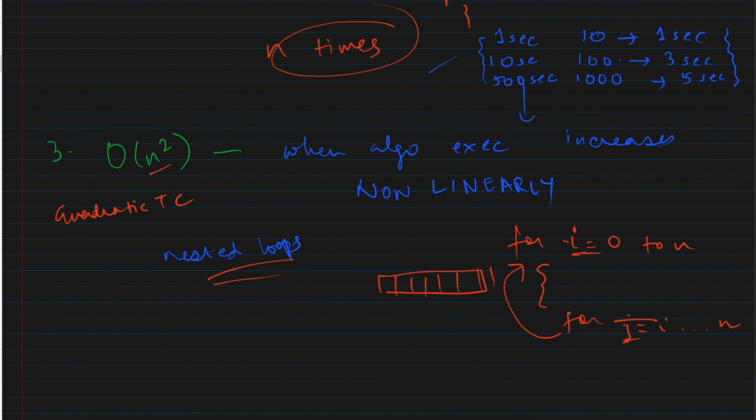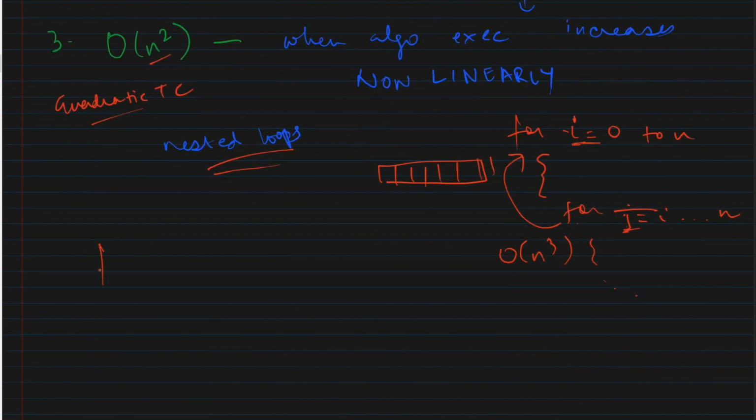If there are 3 loops, one dependent on another and so on, it can be order of n cube, or it can go even worse. So that kind of a time complexity is called quadratic time complexity, where the execution time is increasing non-linearly. It is also called polynomial time complexity.